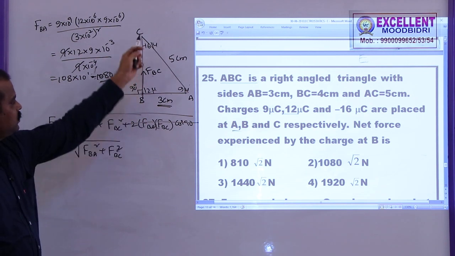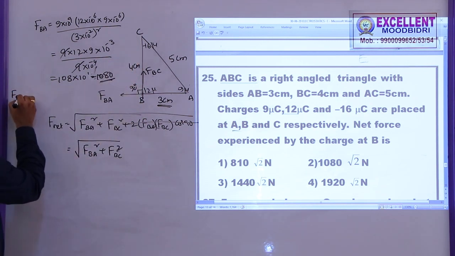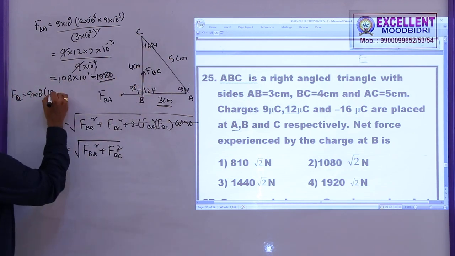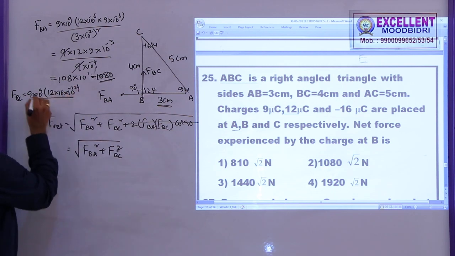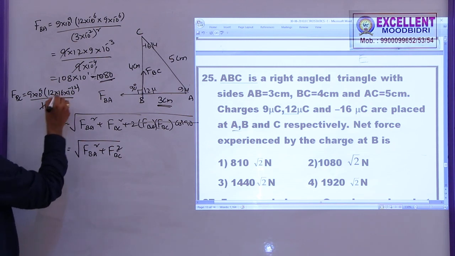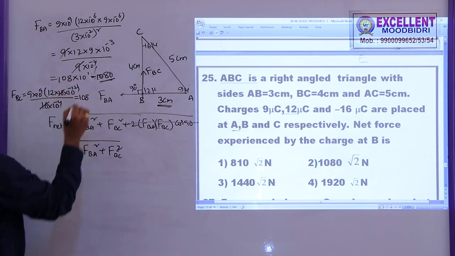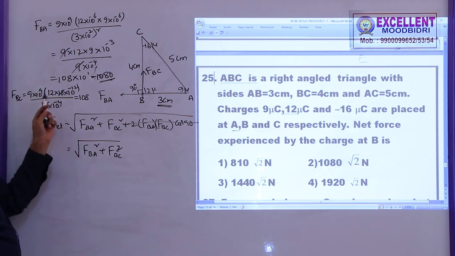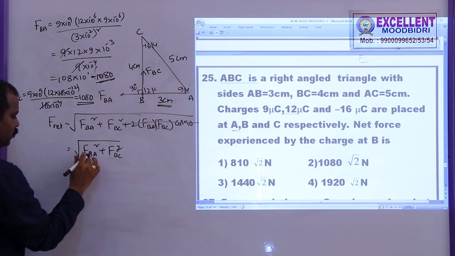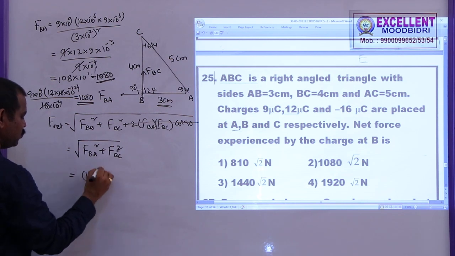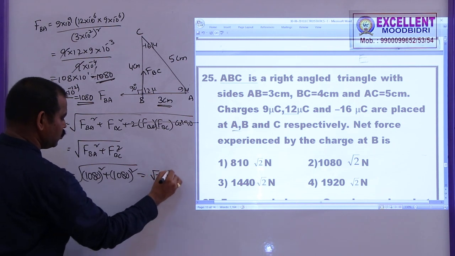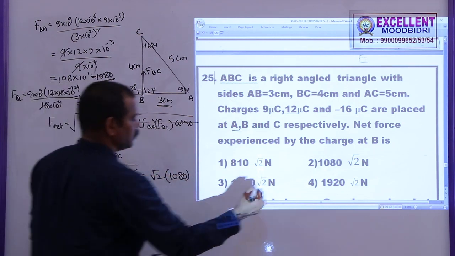So what is FBC here? FBC is equal to 9 into 10 power 9. The charges are 12 and 16, so 12 into 16 into 10 power minus 12 by the distance, which is 4 centimeters, whole square, that is 16 into 10 power minus 4. The 16s cancel. Once again this is 108 and the powers are 9 plus 4, 13, minus 3, so this is also 1080. So both are equal. So we can write the square root of 1080 square plus 1080 square, so this is root 2 into 1080. So option 2 is correct.